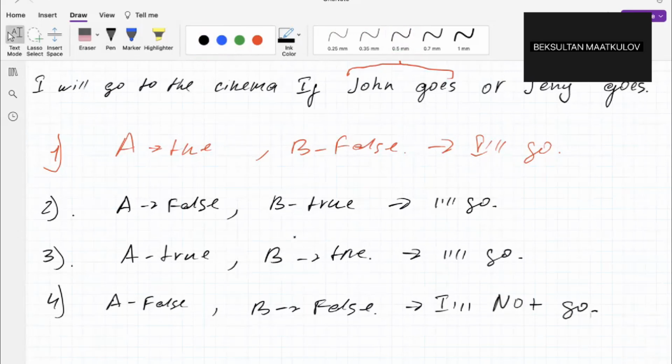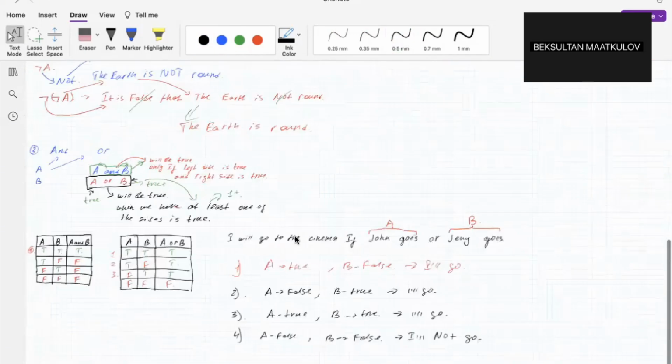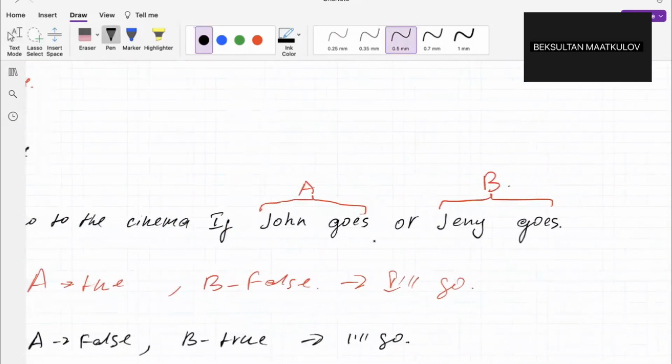And you can come up with the same with A and B. Basically, you can build the statement: I'll go to the cinema if John goes and Jenny goes. In this case, I will go to the cinema only when both of my friends go to the cinema.